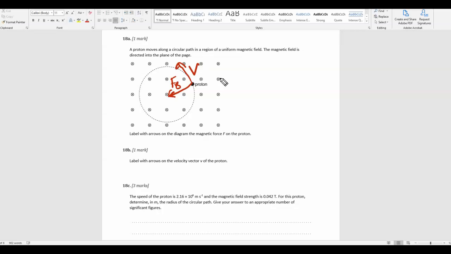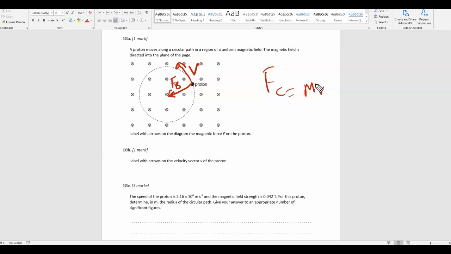Okay, so FB was really easy to figure out, just common sense centripetal force, because it's circular motion. Figuring out V was a little trickier, because you have to use right-hand rule number 1 kind of backwards. Notice that FB and V are perpendicular to each other, as they have to be. Okay, so that's 18A and 18B. And then for 18C, it says for this proton, determine in meters the radius of the circular path.